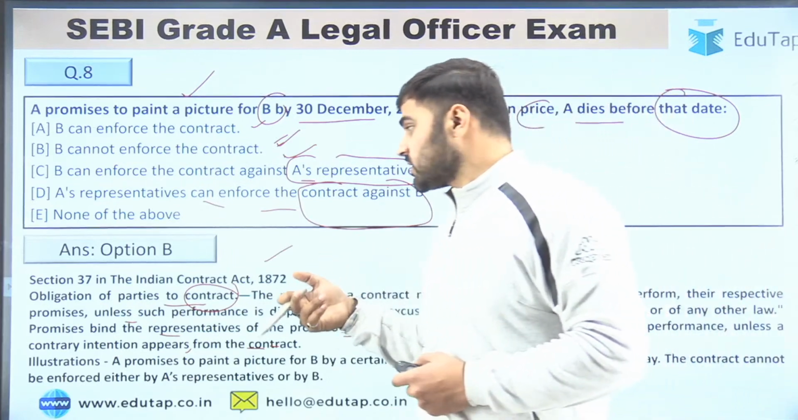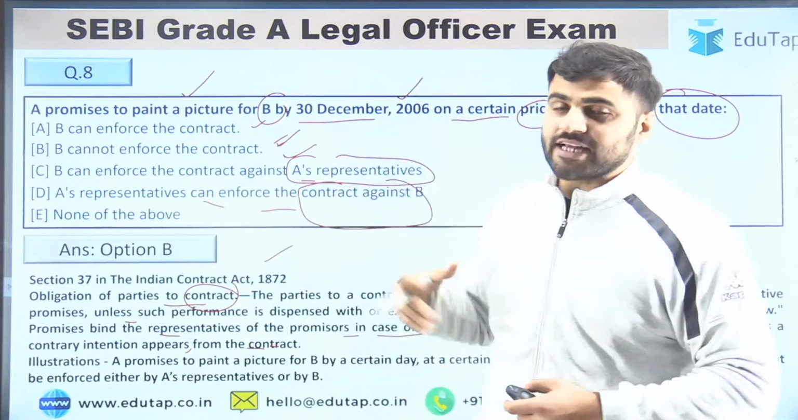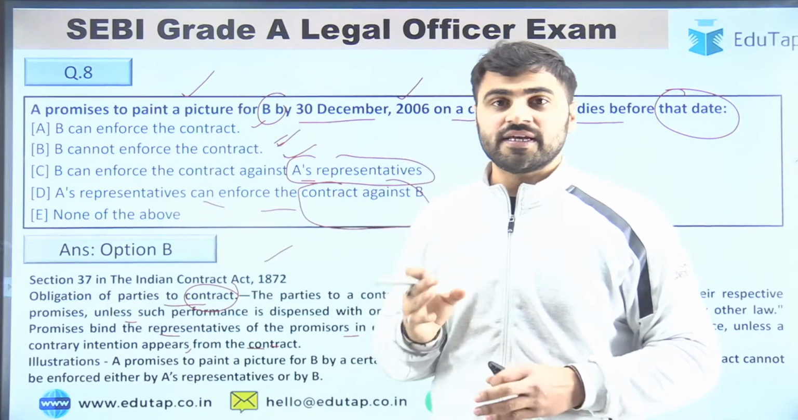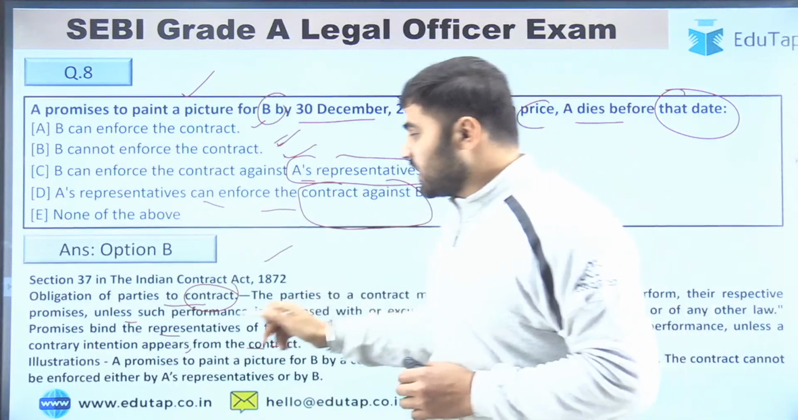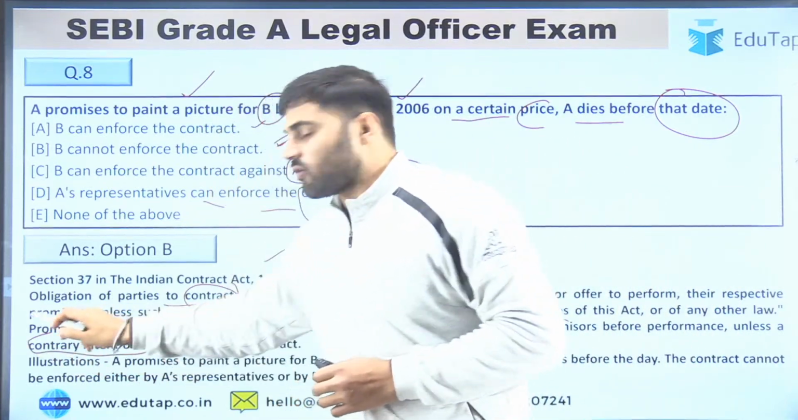And what is the contrary intention? That this picture has to be painted by A, but since A dies, it is not possible for the representatives to paint the picture, right? So that is why the contrary intention is appearing from the contract.